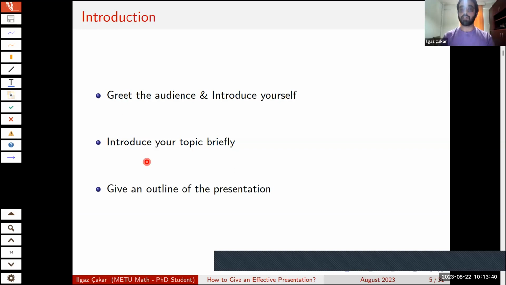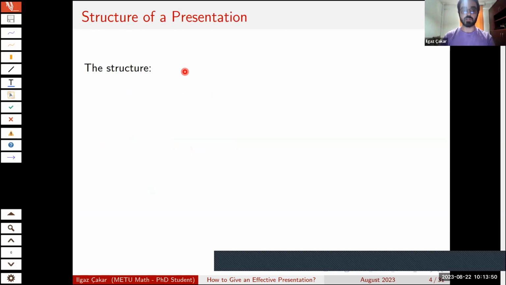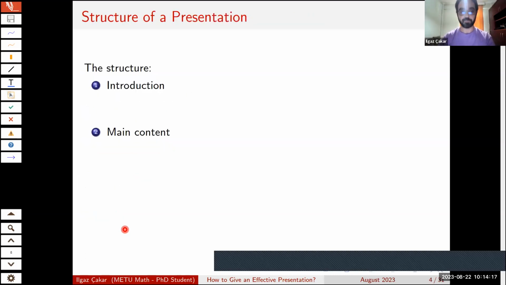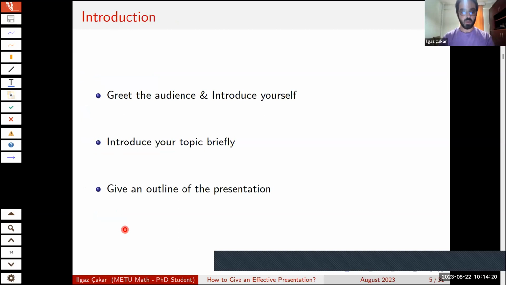And of course, give us an outline of the presentation so that we know what comes next. Giving the outline is important, and you should be careful about not just reading these things out loud. So just don't do this: introduction, main content, do's and don'ts, conclusion, Q&A. No, we can already see that. You should give explanations for each of the bullet points here with 1 or 2 sentences, not more, so that we would know what you are going to talk about during each of these topics. So that's all for the introduction that I can think of.